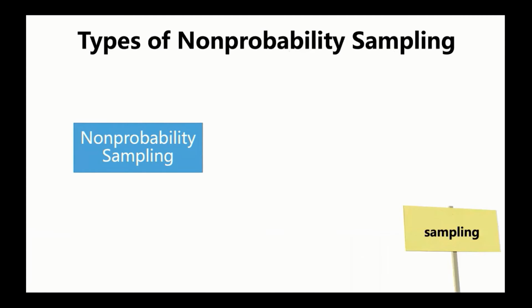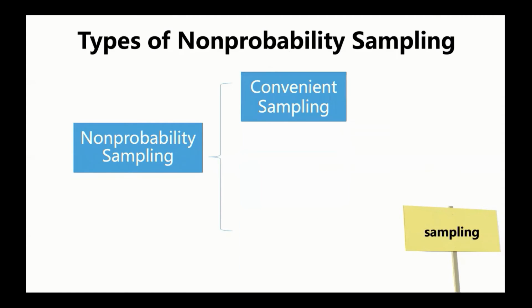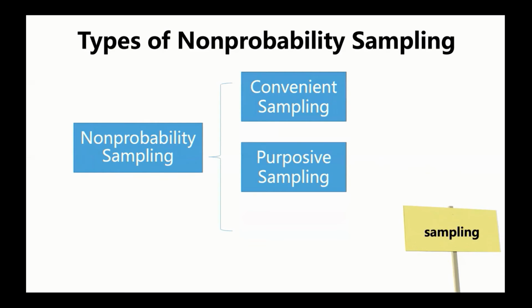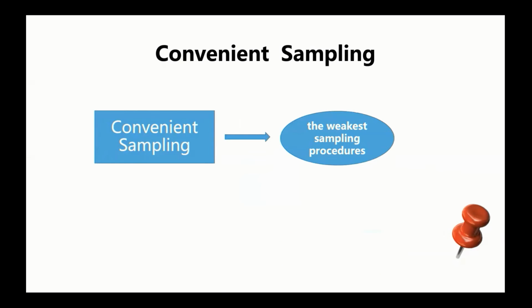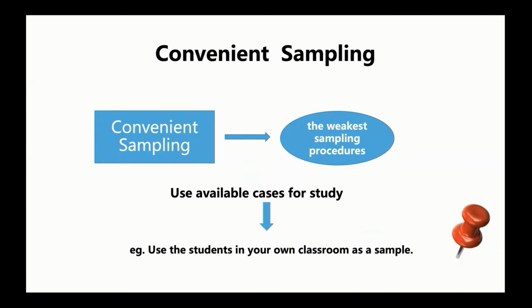There are three types of non-probability sampling. The first one, convenience sampling. Second, purposive sampling. And last, quota sampling. We'll go through them one by one. The first, convenience sampling. Convenience sampling is regarded as the weakest sampling procedure because it just uses available cases for study. For example, use the students in your own classroom as a sample.